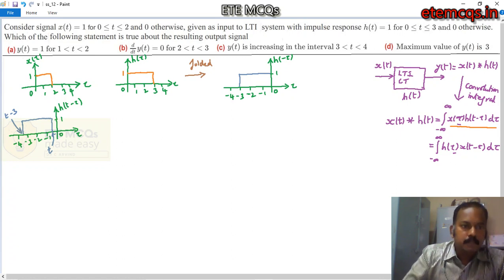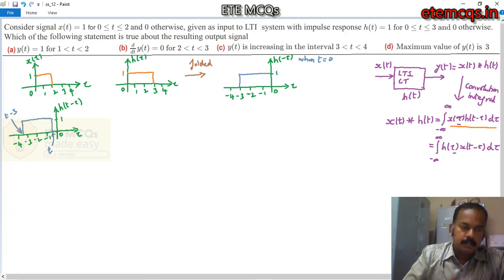If this point is t, then this should be t minus 3. When t is at 0, this t minus 3 will be at minus 3. When t moves to 0, then t minus 3 will come to minus 3. Okay, so that is what we have here. When t is equal to 0, we get h of minus tau.